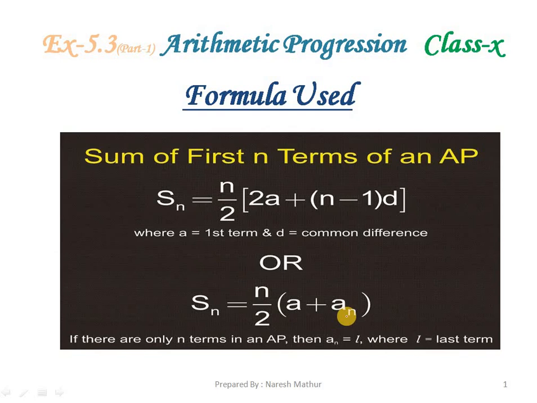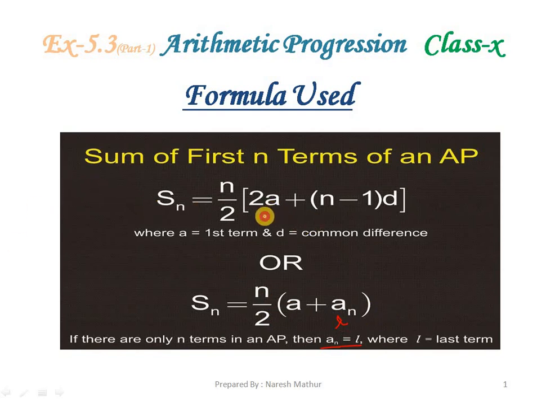If we are given a definite AP, it means we are given a fixed number of terms, or we are given the last term l, so we can write n by 2 (a plus l) also. Alright, so for this the basic formula is this.